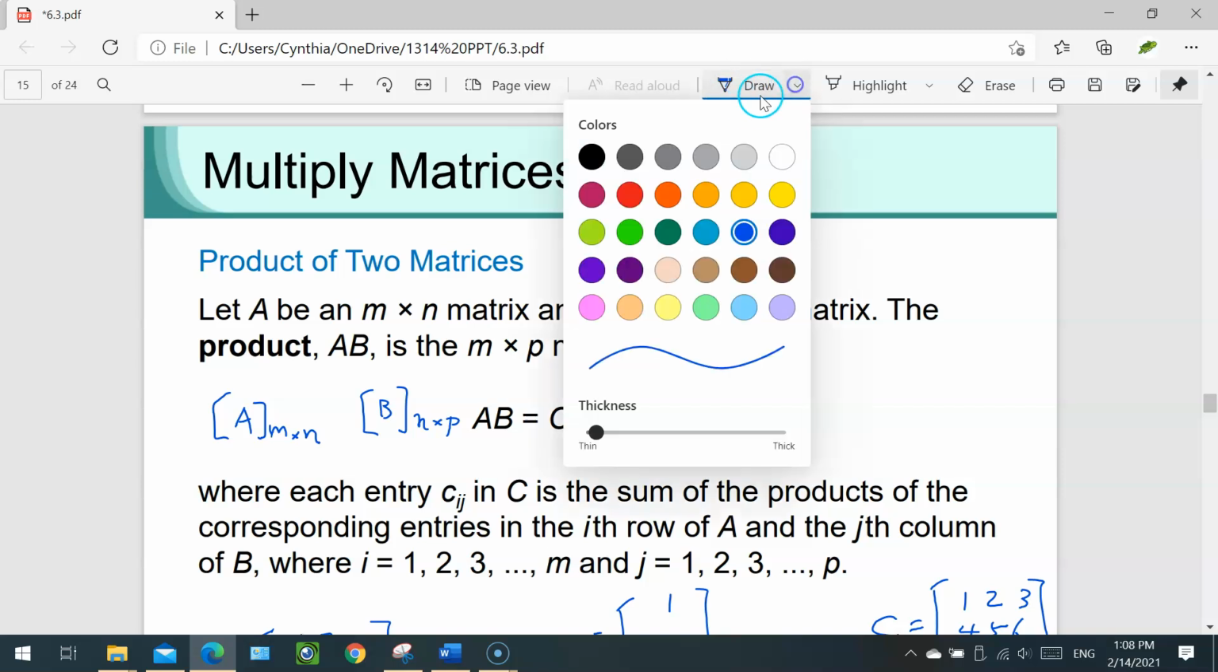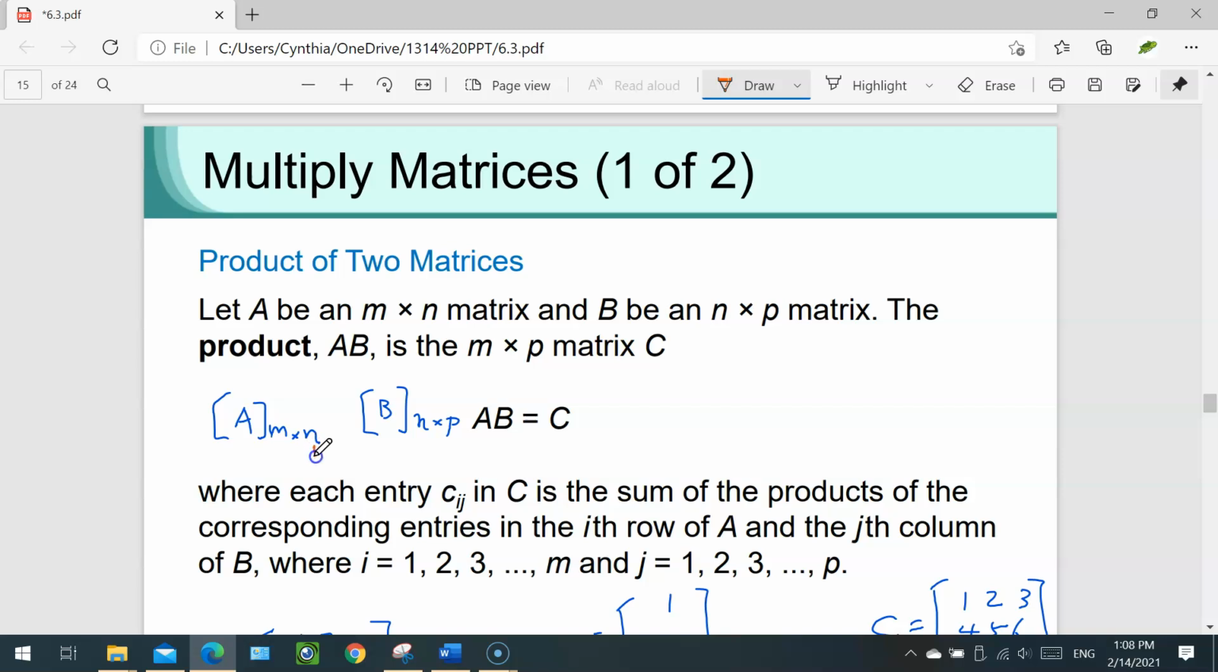Now, the column of the first matrix must be equal to the row of the second matrix. They must be equal. That's a requirement when you multiply two matrices. Keep in mind, the column of the first matrix must equal the row of the second matrix. Sometimes people call these the inner two numbers. The inner two numbers of the dimensions must be equal.